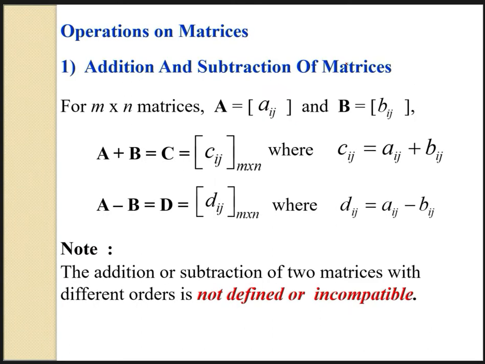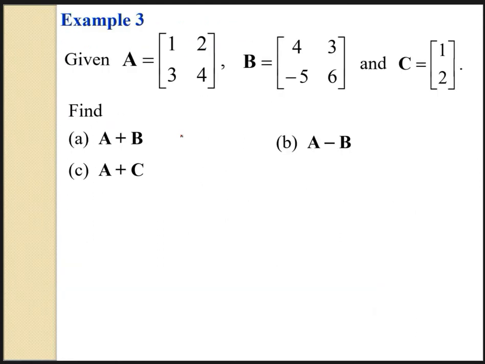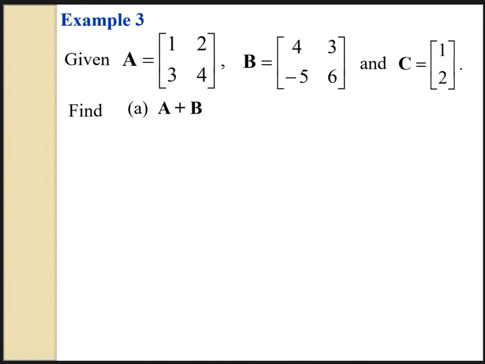Operations on matrices. We can add and subtract matrices, but we can only add and subtract matrices of the same order. If the matrices have different orders or different size, then you cannot add or subtract. Let's have a look at example 3. In 3A, we want to find A plus B. Remember, to add matrices, they must have the same order.